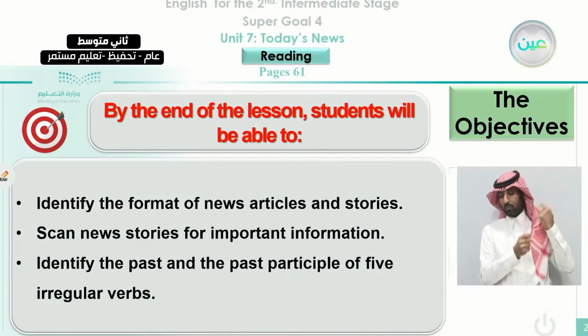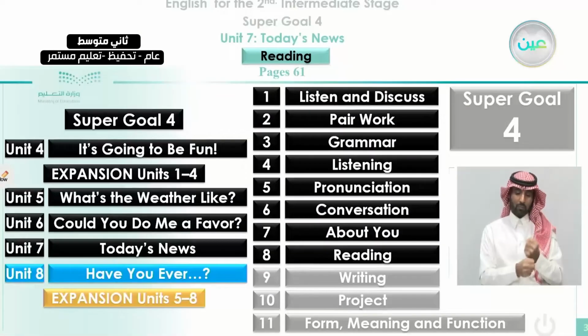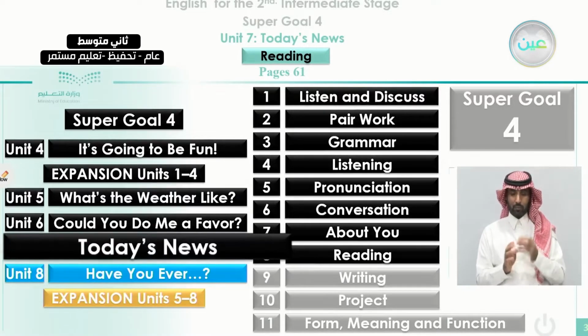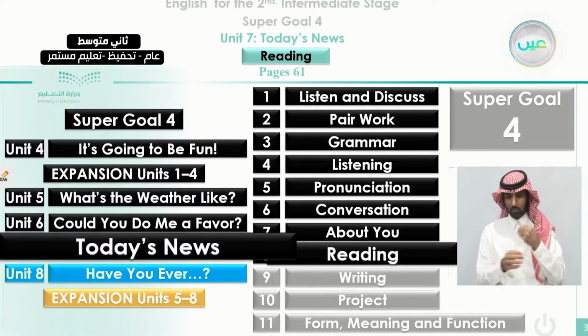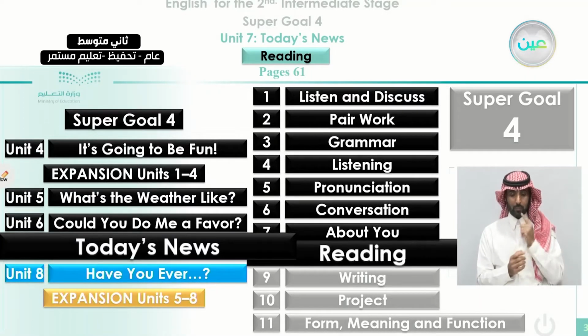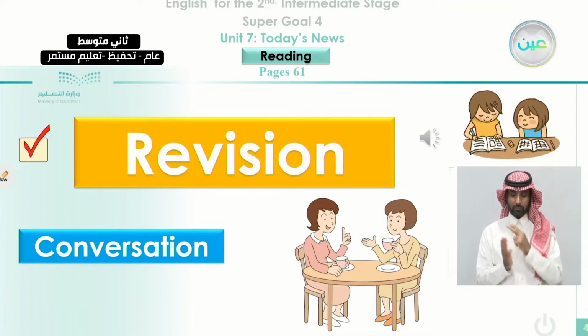of 5 irregular verbs. Now we are still at Unit 7, as you know, and the title of this unit is Today's News. And in our class today, we're going to study the 8th section of this unit, which is reading. Before we start our main class, let's make a quick revision on the previous lesson.